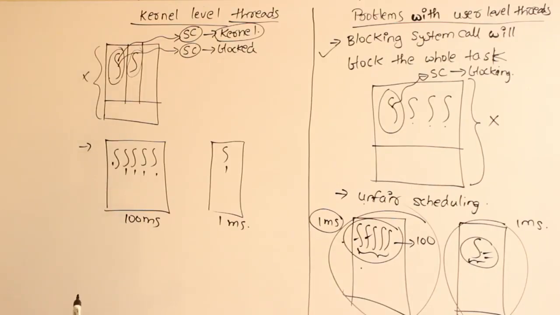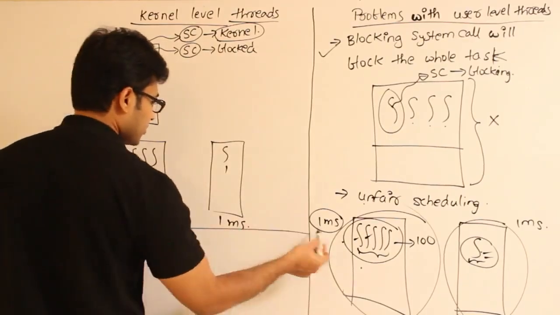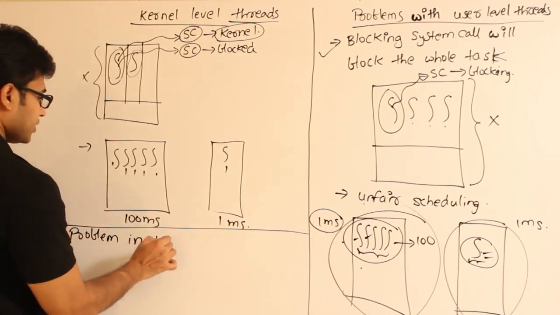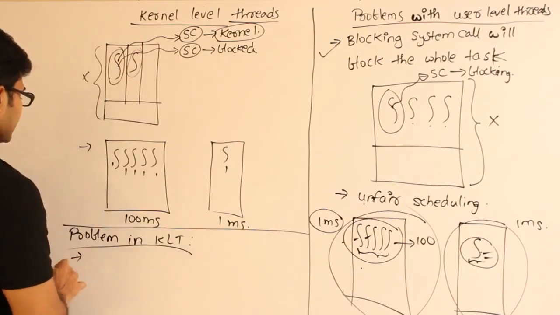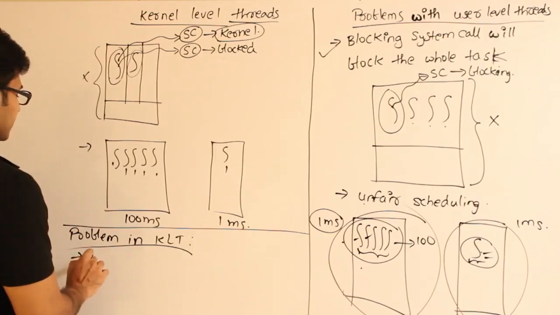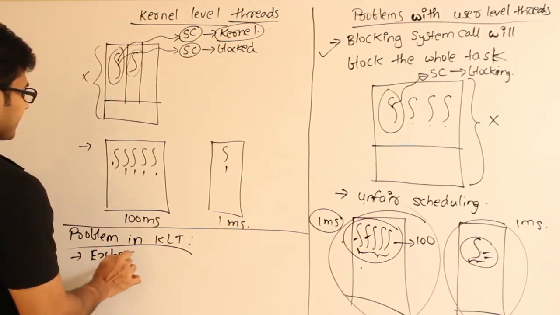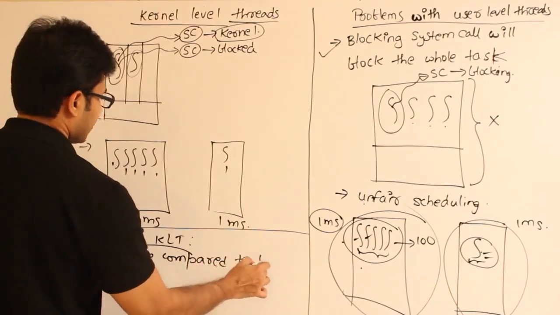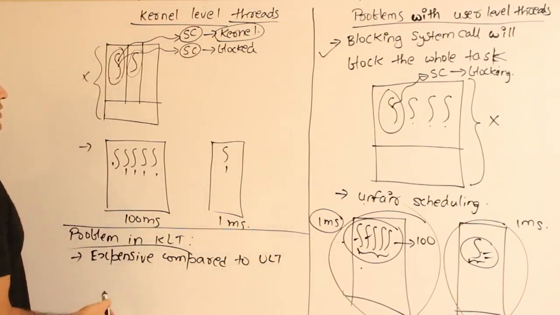But then what is the disadvantage of this method? So what are the problems in kernel level threads? Problems in kernel level threads. So it is very clear that while creating a thread, we are actually involving a system call. Therefore, it is expensive compared to a user level thread, isn't it? Expensive compared to a user level thread, but it is slightly lower expense, right? Its expense is slightly lower compared to the creation of a process.